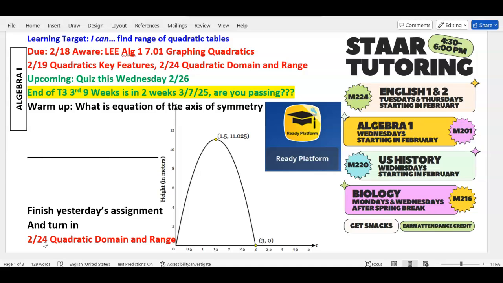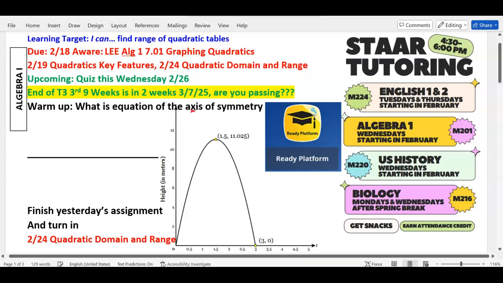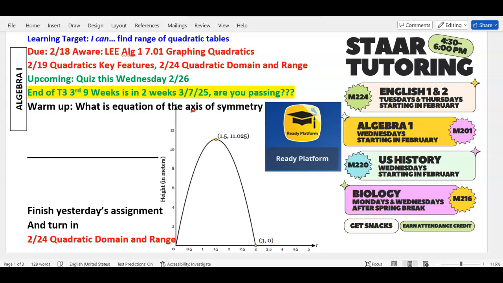Now, looking at this graph, what's the equation of the axis of symmetry? The axis of symmetry has an x in it. What do we always have to write for the axis of symmetry? X. There's an x in axis, and the equation is always going to have x equals.